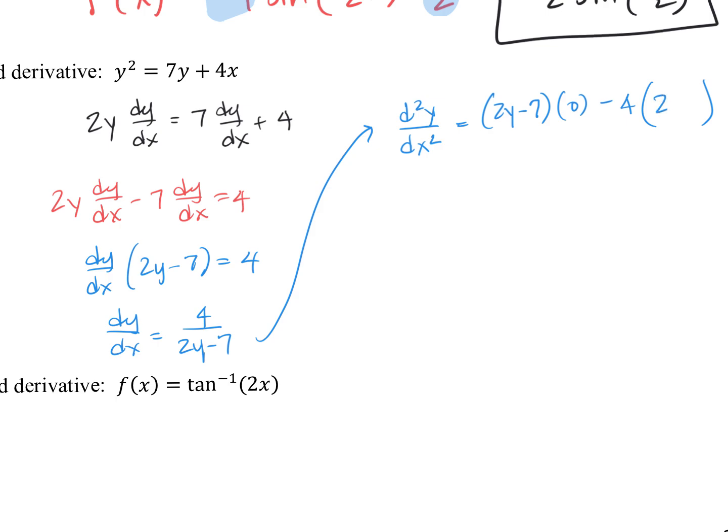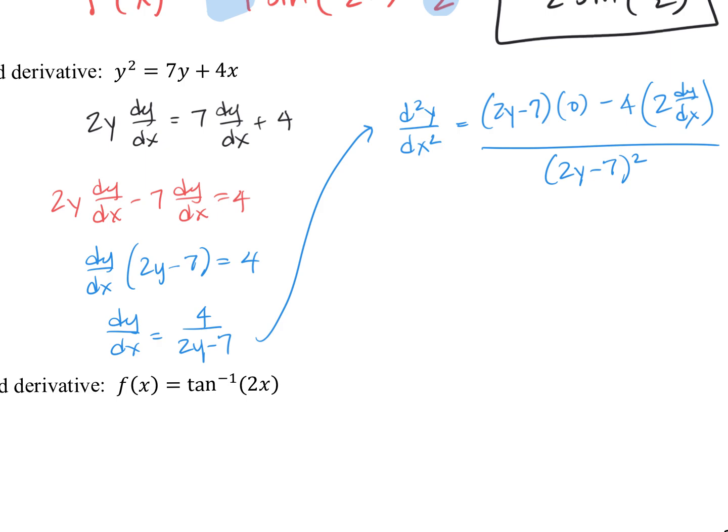2 dy dx, and then the 7. So I'm just going to make myself a little bit more room. 2 dy dx minus 0, so just 2 dy dx. All over low squared. You guys, you took the second derivative. Here's the thing. We can't leave this dy dx there. Everything else is cool to stay.